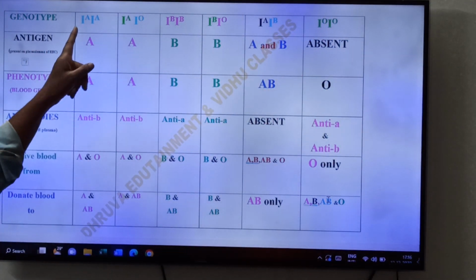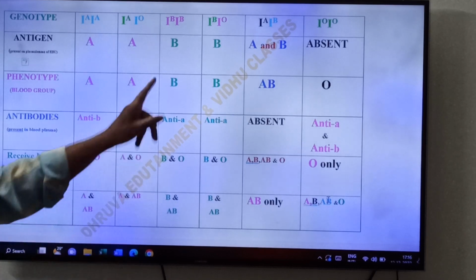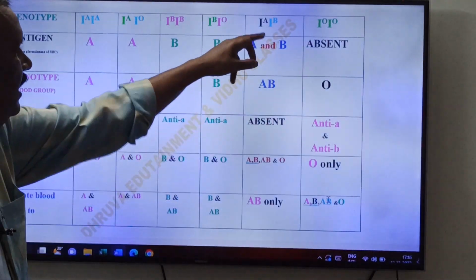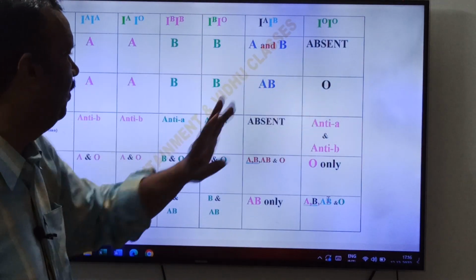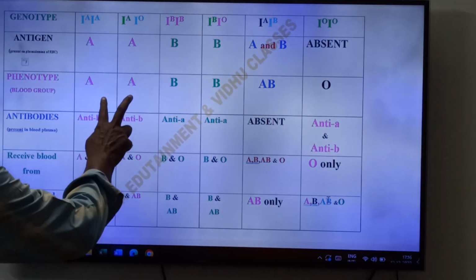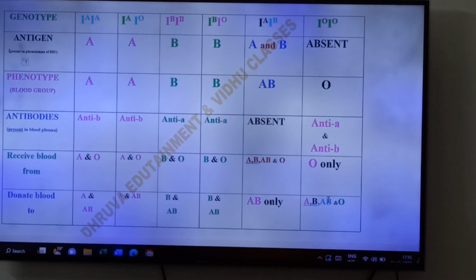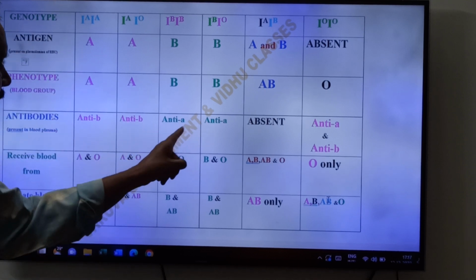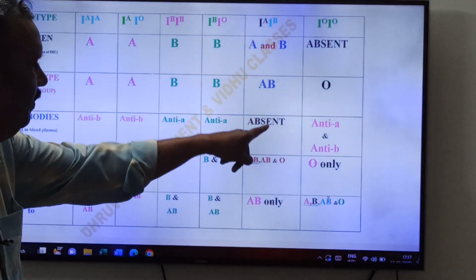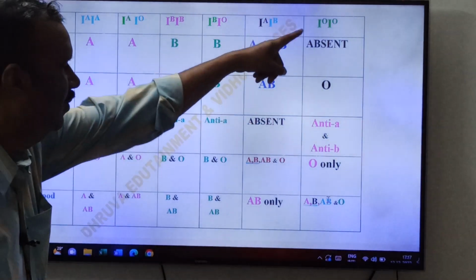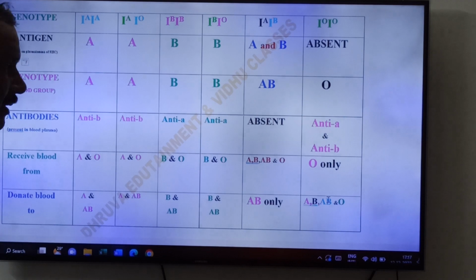Now phenotypes, these two produce A blood group, these two produce B blood group, this produces AB blood group, this produces O blood group. See friends, how many? 1, 2, 3, 4, only 4 phenotypes. See friends, antibodies. A blood group people have anti-B, B blood group people have anti-A, AB people have no antibodies, O people have anti-A and anti-B.